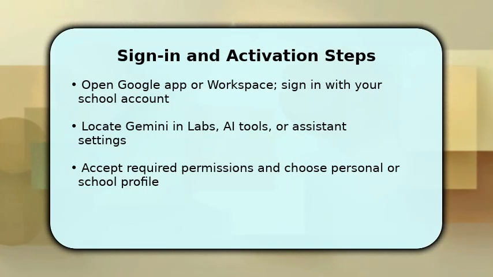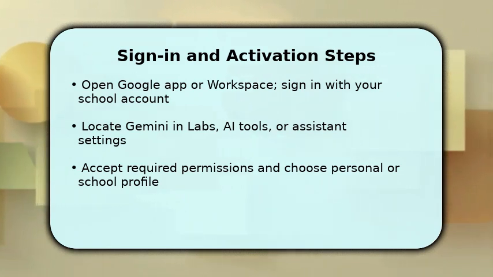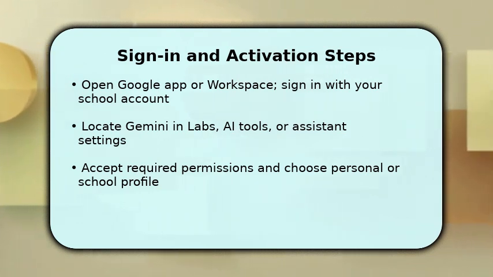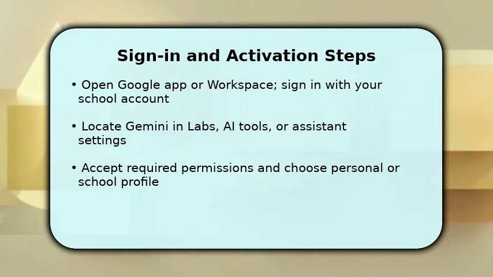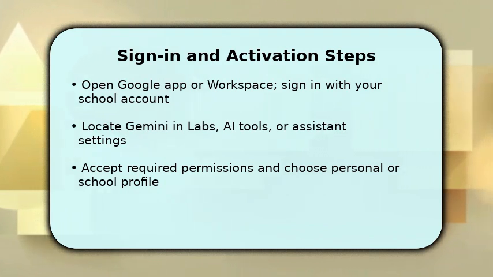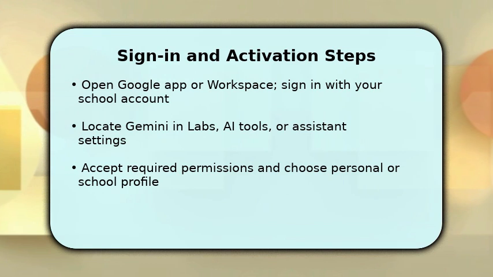You sign into your Google account and open the Google app or workspace portal. This is where Gemini appears. Once inside, find Gemini under Labs, AI Tools, or the Assistant settings. Schools sometimes place it in different menus. When prompted, grant microphone, storage, and profile permissions so features work correctly. Keep your responses tied to your school profile if required. Make sure to read the brief consent screens. They explain data use and help you choose settings that respect privacy and classroom rules.